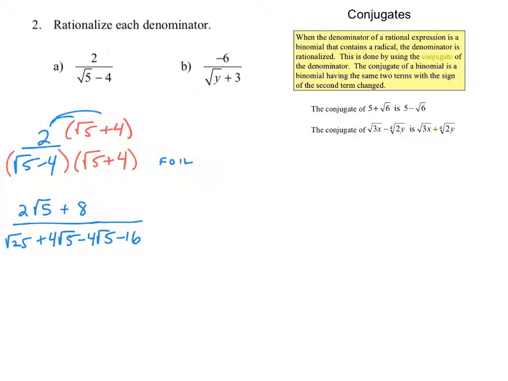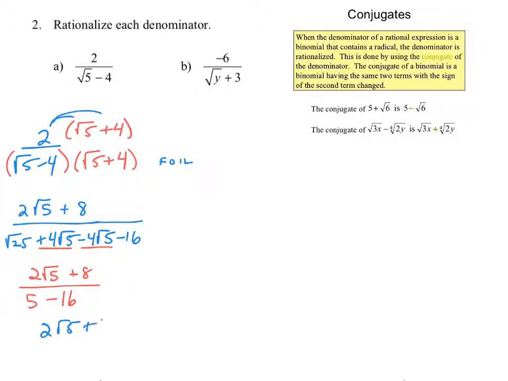Let's simplify this. Our numerator is 2 times the square root of 5 plus 8. And then in the denominator, the square root of 25 is 5. The middle two terms, the plus 4 square root of 5 and minus 4 square root of 5, are opposites, so they're going to subtract out. And we have 5 minus 16 in the denominator, so we can simplify one step further.